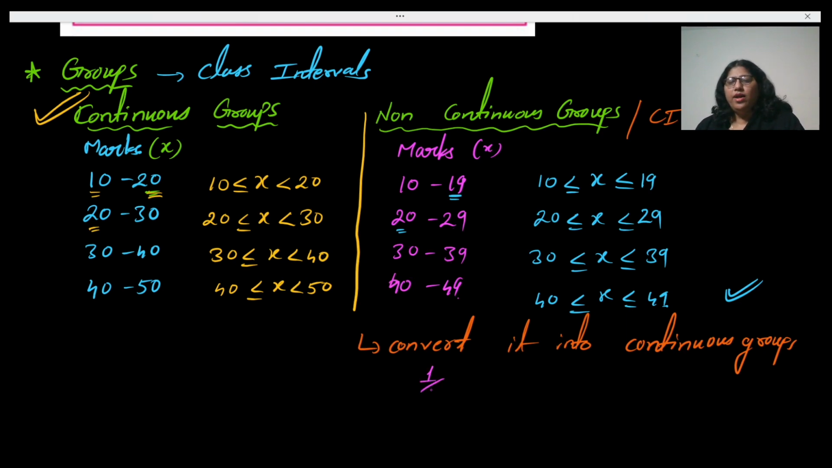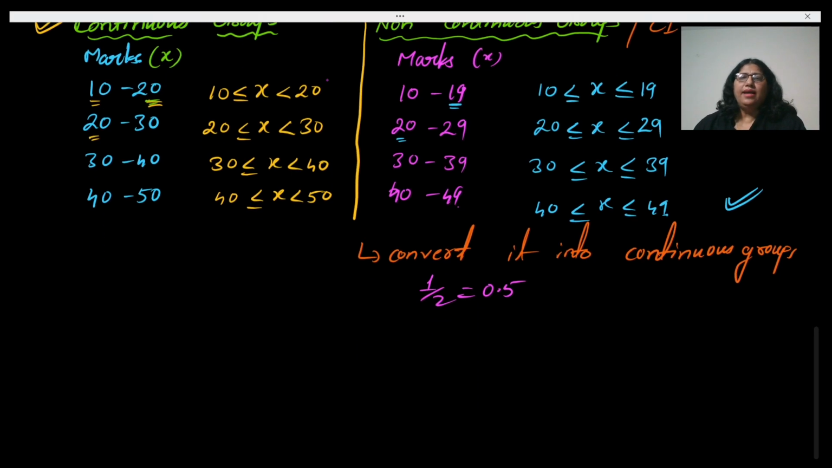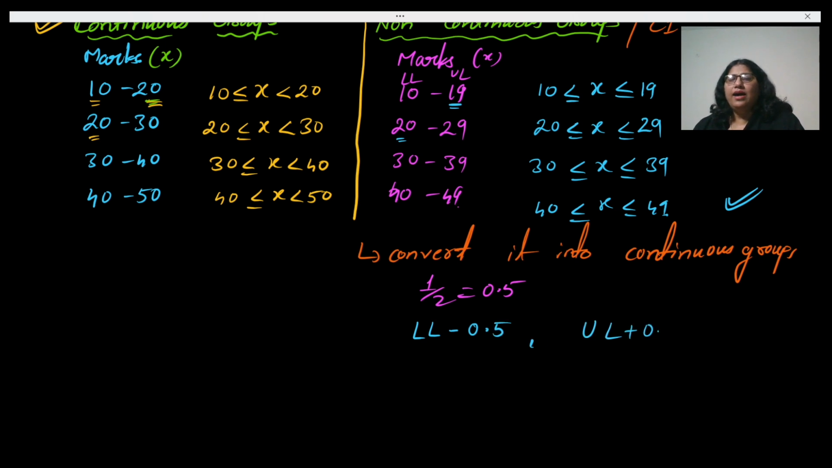You divide 1 by 2, which gives 0.5. This side is called the lower limit and this is called the upper limit, as you must have learned in lower classes. So what do you do? In the lower limit you subtract 0.5 and in the upper limit you add 0.5 to convert it into a continuous group. So what are going to be your groups now?